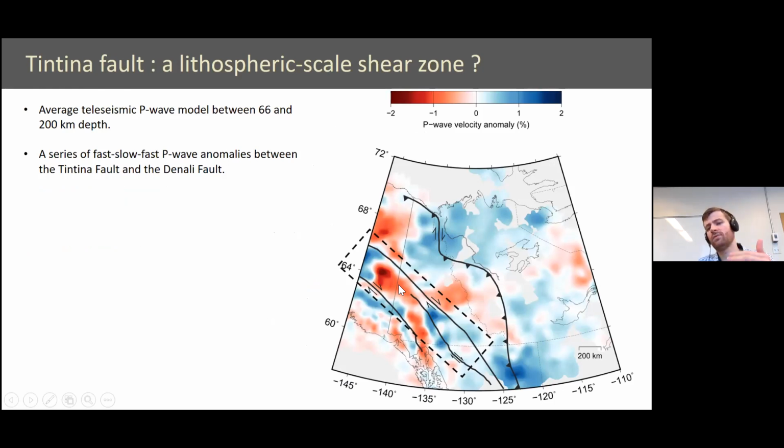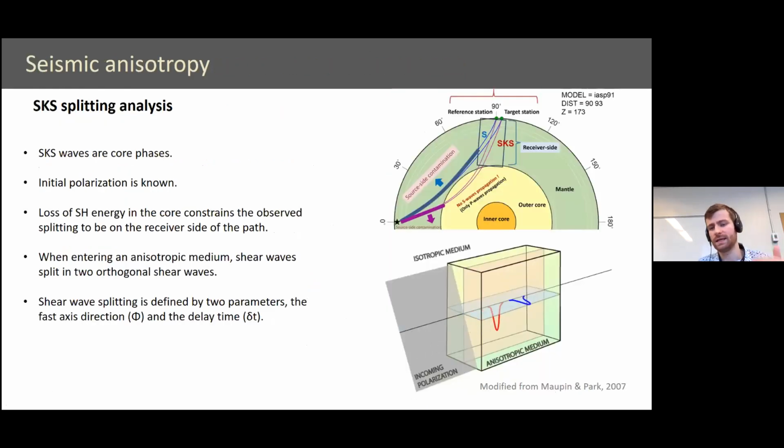And so before going any further, I think it's important to mention that I'm also going to use some seismic anisotropy measurements. So a little bit of background before going any further, because I think some people can get lost here. We use SKS splitting analysis.